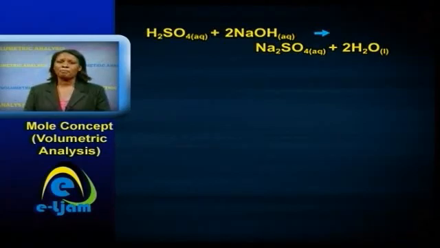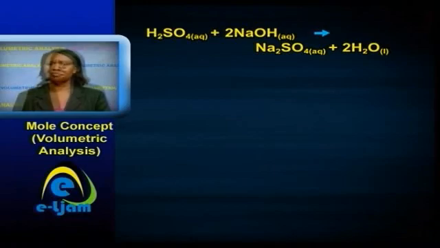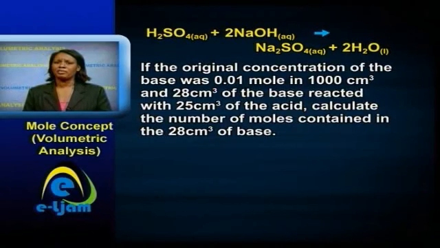The concentration of the base would be known based on the fact that it is standardized. A known volume of the acid would be titrated with the base. The volume of the base used would be used to calculate the number of moles that is contained in that volume. For example, if the original concentration of the base was 0.01 moles in 1000 cm³ and 28 cm³ of the base reacted with 25 cm³ of the acid, calculate the number of moles contained in the 28 cm³ of base.